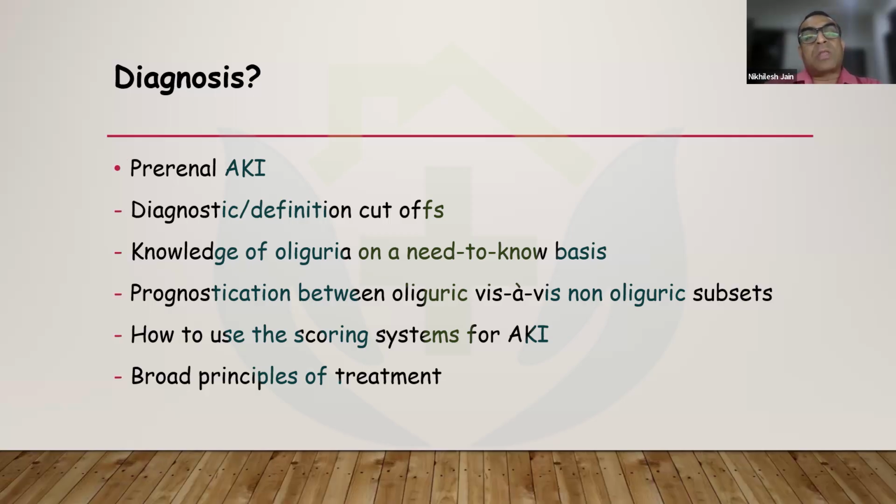how it is important, and about the prognosis of an oliguric patient, stating very clearly whether a patient, if he or she is oliguric, has a better prognosis, and when they are expected to open up. We also need to do a prognostication between oliguric vis-a-vis non-oliguric subsets. Then you have certain scoring systems for AKI. Again, the same thing: how do you intend to use them and how do you intend to move forward with them? And also be able to elucidate the broad principles of treatment.